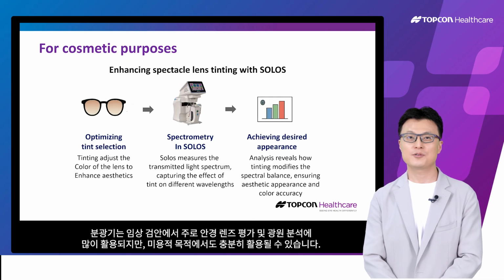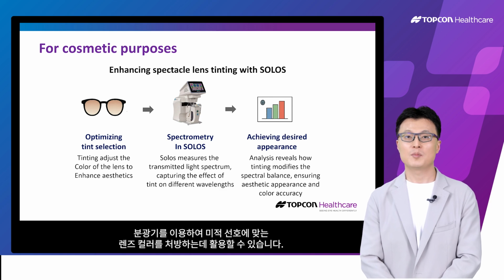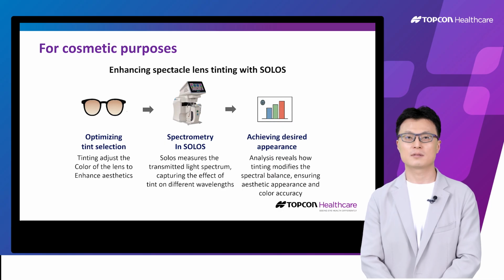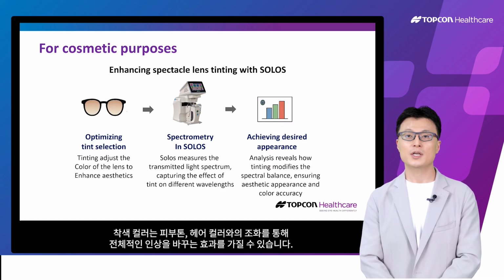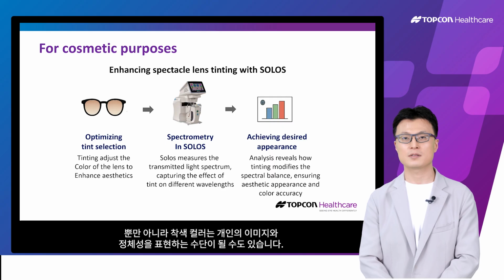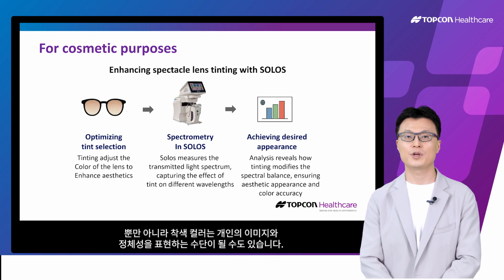Spectrometry is usually used in clinical optometry to check eyeglasses lenses and analyze light sources. But it also opens up some really exciting possibilities in cosmetics. For example, we can use a spectrometer to create lens colors that match someone's personal style. Imagine this. The right tint can totally transform your look by harmonizing with your skin tone and hair color, and it can even express your unique identity.